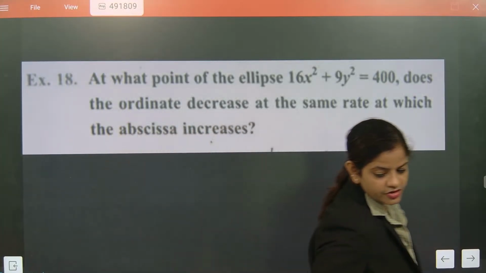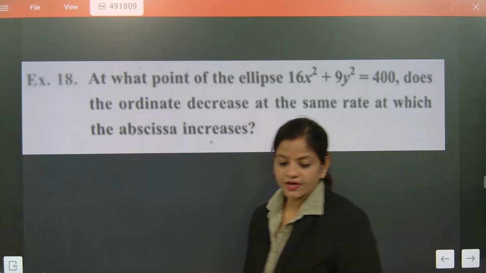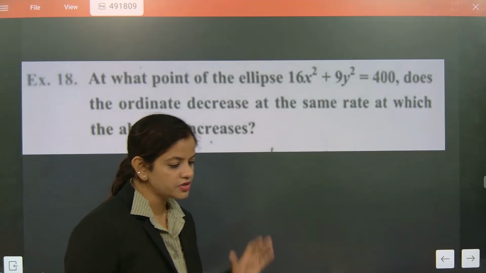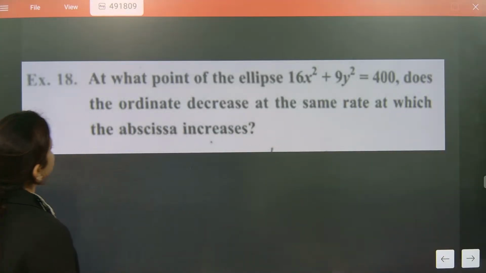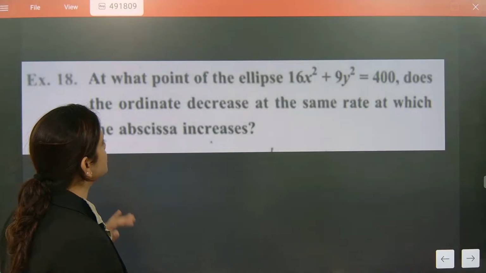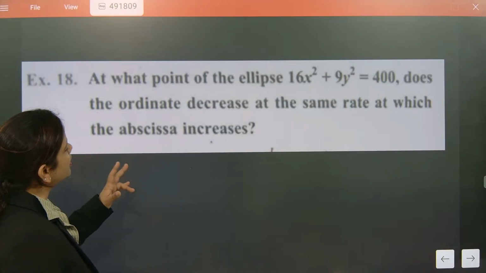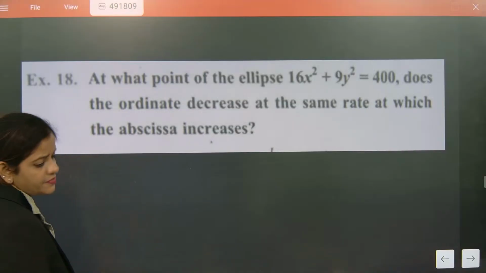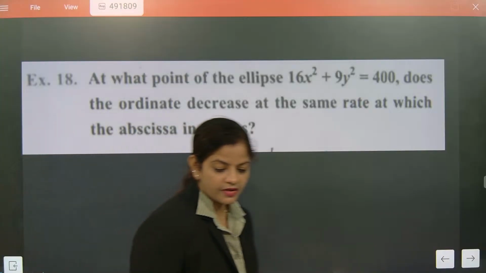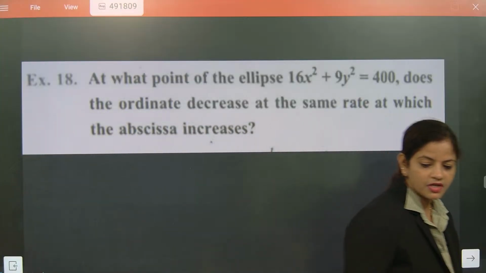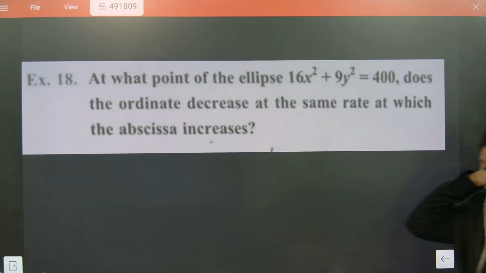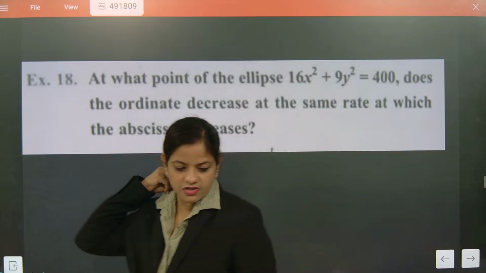Starting the session for application of derivatives, please check the questions here. The first was: at what point of the ellipse does the ordinate decrease at the same rate as the abscissa increases? This question we have already solved. So we are going to go for the next question for today.